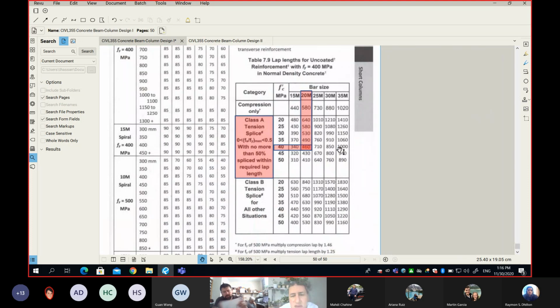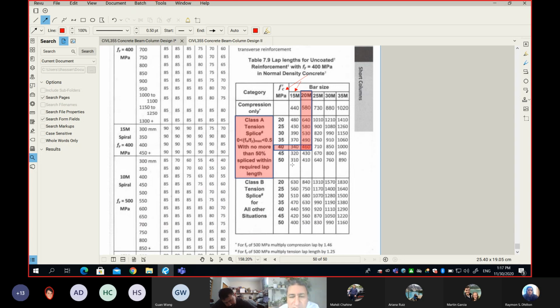Okay, so the factors that control the length of the splice or the overlap length: it depends on the strength of the concrete. Okay, I don't want you to try to understand the whole table, but for now, I want you to look at the table and get this idea. When the concrete is weaker, we need a longer length. For example, let's focus on the column that has 15 M. So this column here is a column for 15 M.